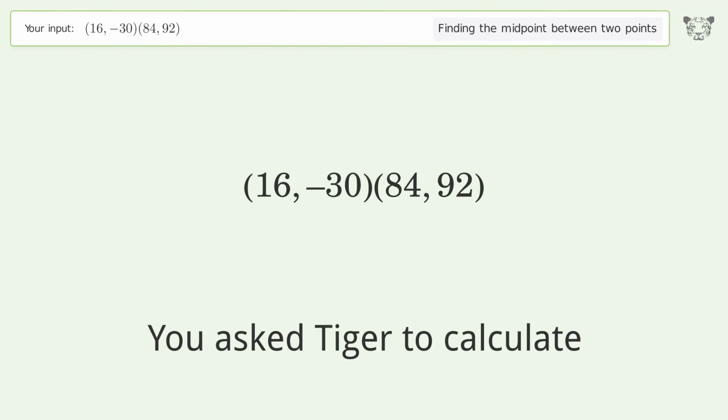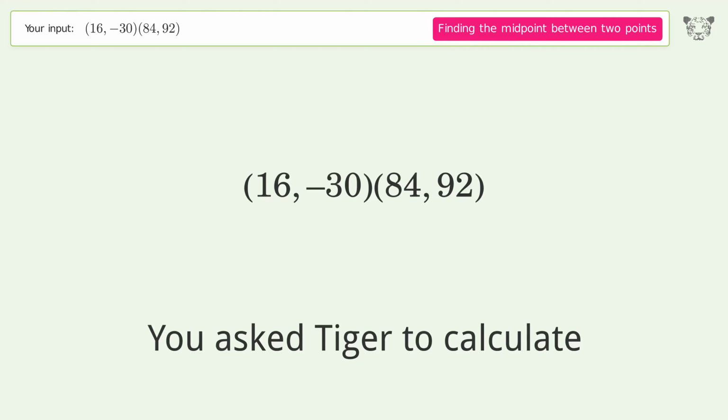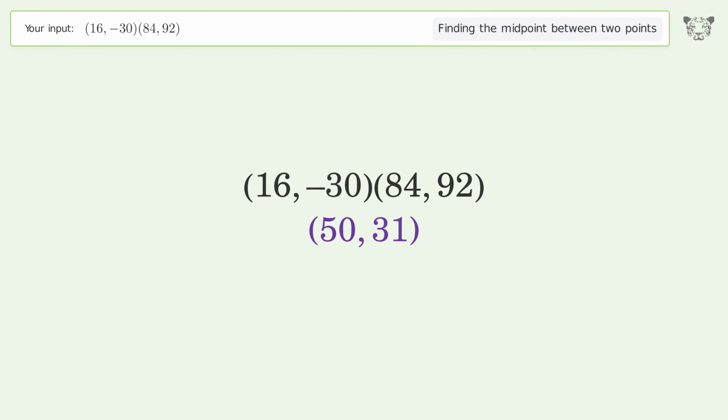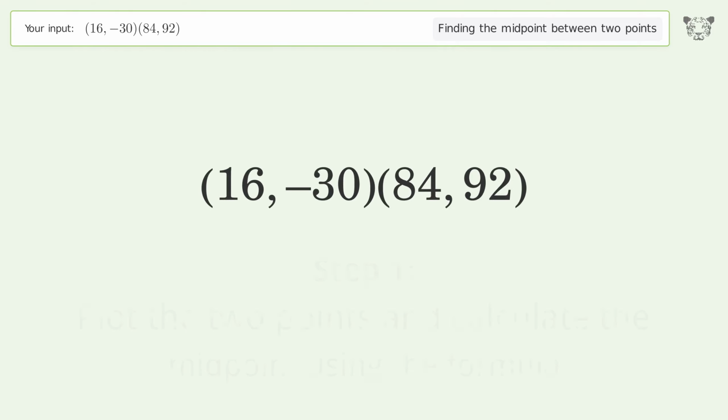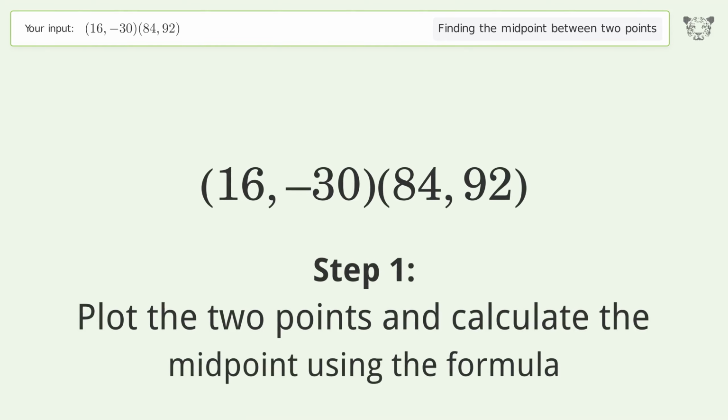You ask Tiger to calculate. This deals with finding the midpoint between 2 points. The midpoint between the 2 points is 50, 31. Let's solve it step by step. Plot the 2 points and calculate the midpoint using the formula.